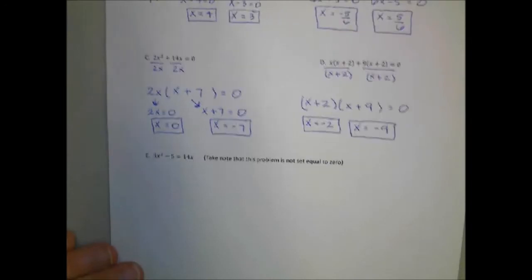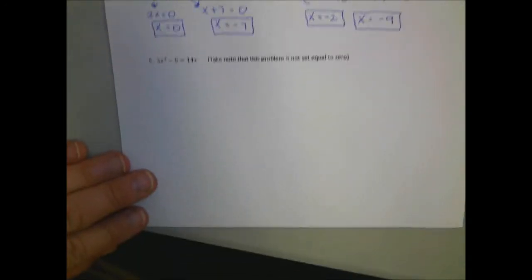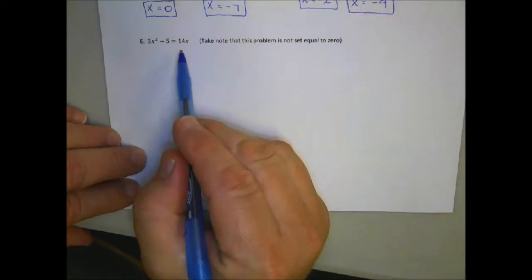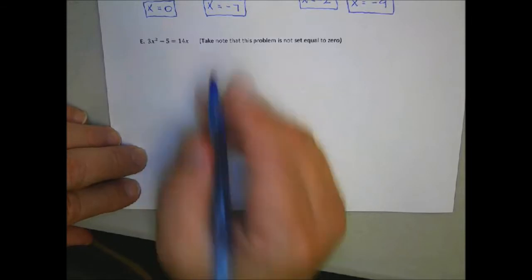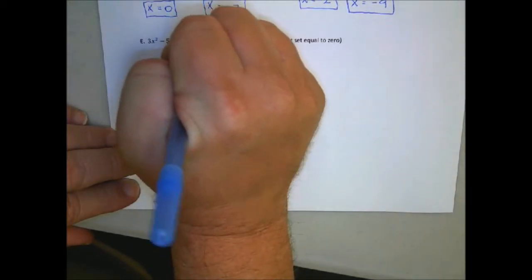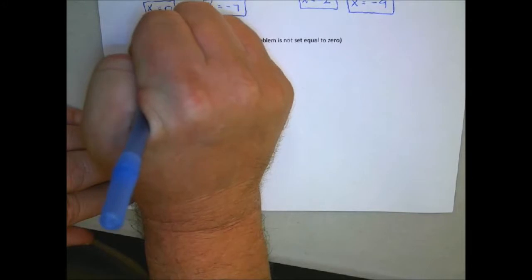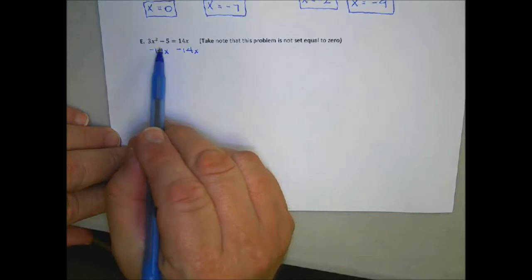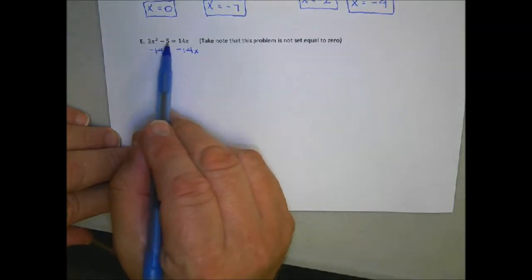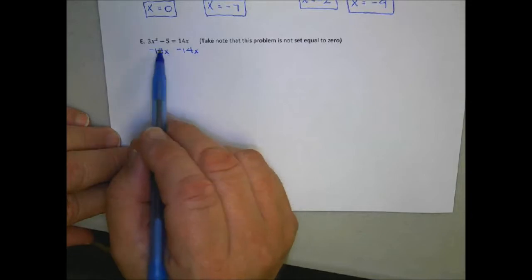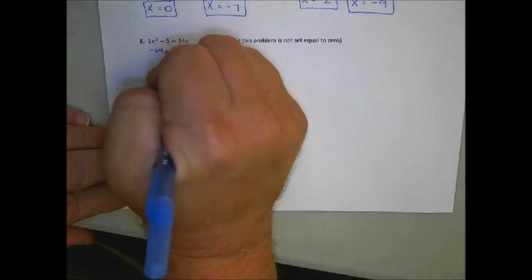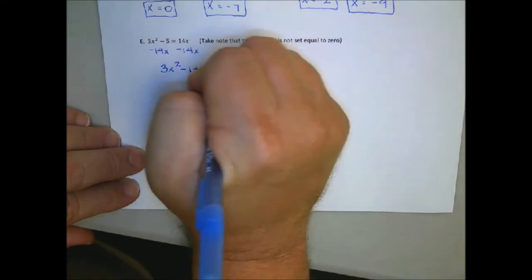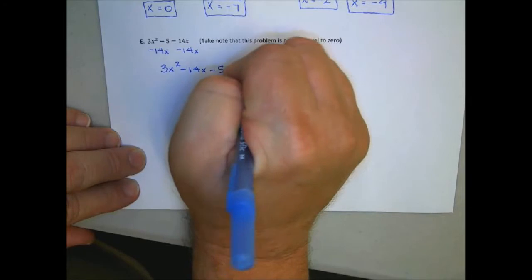Now for problem E, a couple things about problem E that I wanted to put in the example. Notice for one thing, it doesn't equal 0. So the 14x needs to move over from the right-hand side to the left-hand side. And it has its own little rightful place in the equation. It goes between the x squared term and the constant, the term that doesn't have any x at all. So the new equation would be written 3x squared minus 14x minus 5 equals 0.